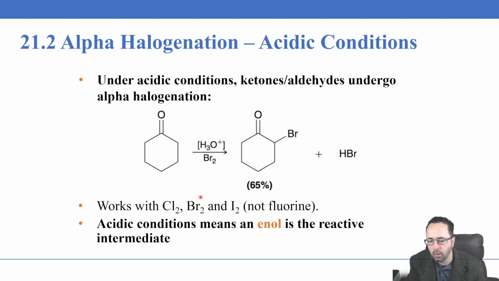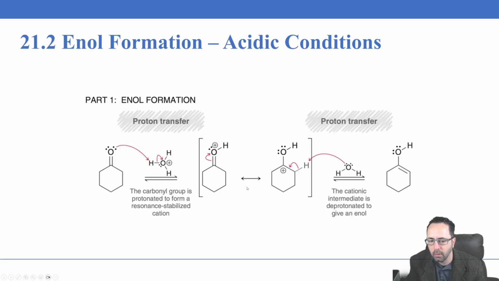So it will just be chlorine, bromine, iodine that can do this. Because we have acidic conditions, this means that an enol is going to be a reactive intermediate. So the first step is going to be the formation of the enol. Going back to the formation of the enol here, remember essentially it's a jumping of the proton from the alpha carbon over to the oxygen. But this starts by the protonation of the oxygen in the carbonyl, which gives us an oxygen with 3 bonds and 1 lone pair, giving it a positive formal charge.